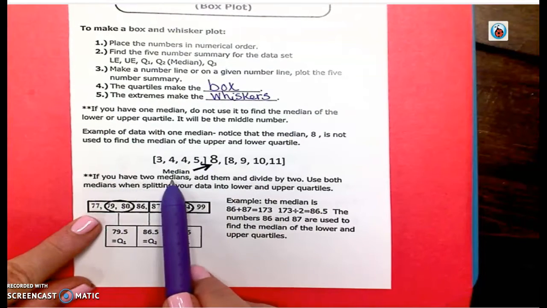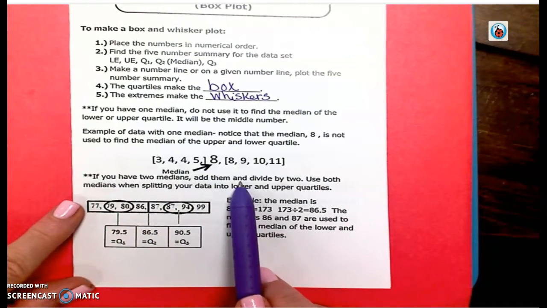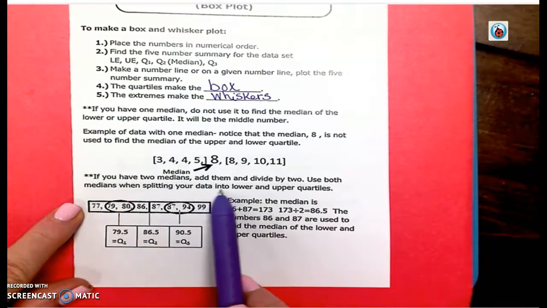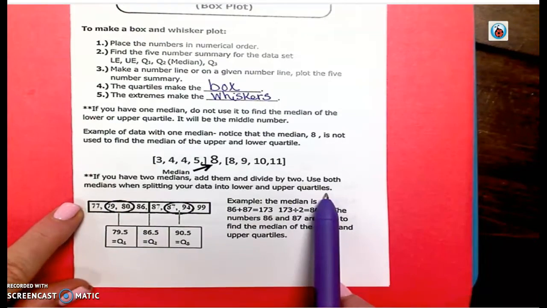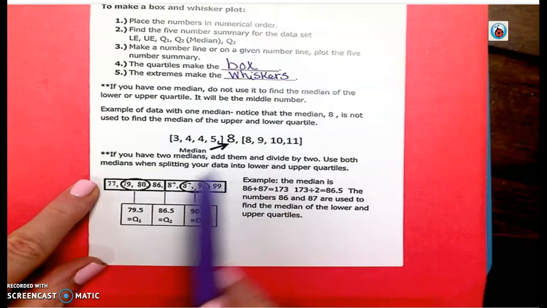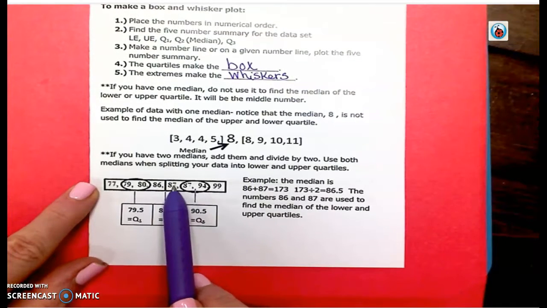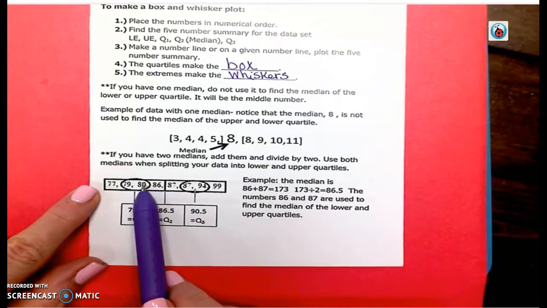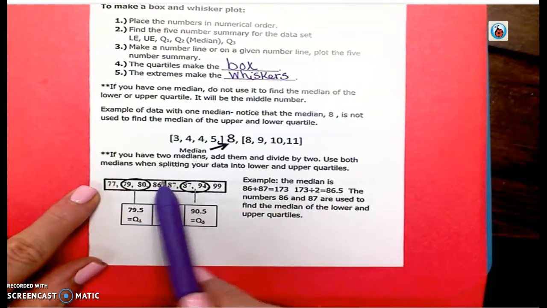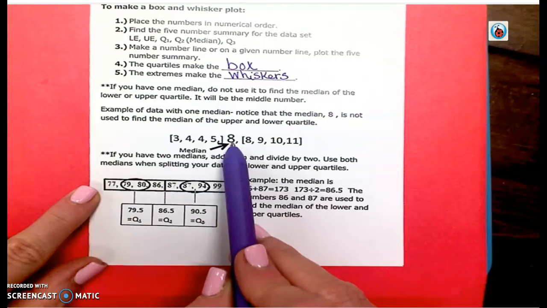Now, if you have 2 medians versus 1, this one had 1, but if you have 2 medians, you're going to add them together, divide by 2, and you will use both of your medians when you're splitting your data into your lower and upper quartiles. This one is different from this particular set of data because it does not have one number in the middle. It actually has 2, 86 and 87. Because to the left of it, you've got 3 numbers. To the right, you have 3 numbers. So that leaves 2 numbers in the middle. Different from here, where you have 4 values and 4 values and a definite number in the middle.